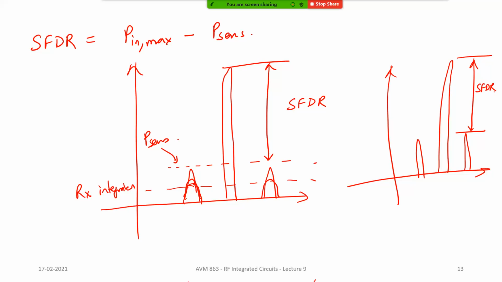So with this, we conclude our discussion on nonlinearity, noise figure, sensitivity, dynamic range, and all these things. Are there any questions? Any doubts? Okay. All right. So with this, we conclude this major set of topics.